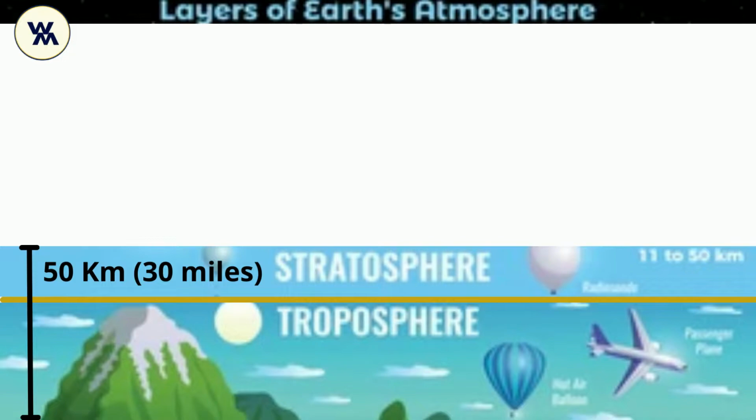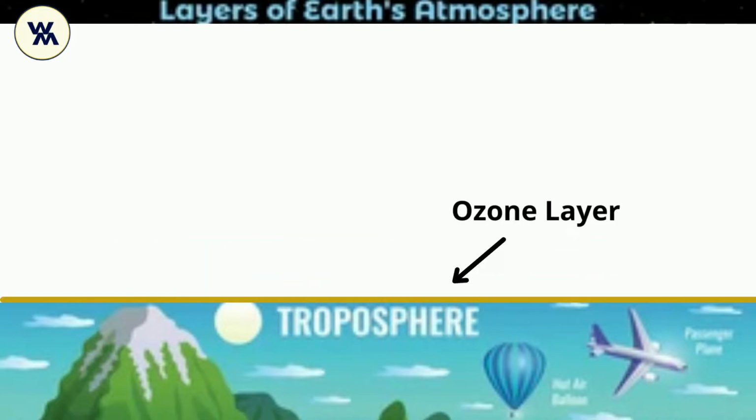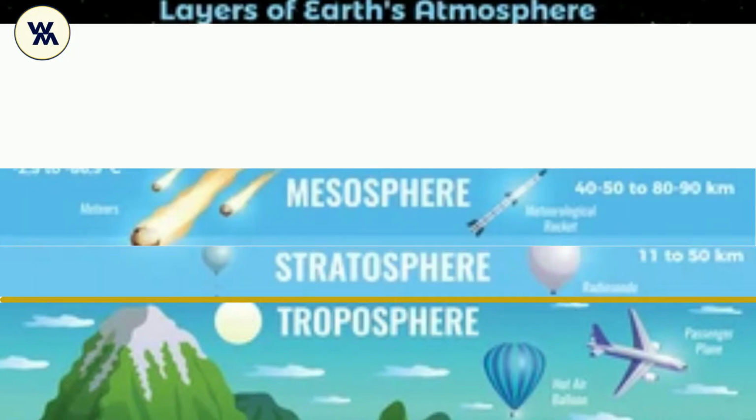A high concentration of ozone, a molecule composed of 3 atoms of oxygen, makes up the ozone layer of the stratosphere. This ozone absorbs some of the incoming solar radiation, shielding life on Earth from potentially harmful ultraviolet radiation, which is also called UV light, and is responsible for the temperature increase with altitude. The top of the stratosphere is called the stratopause.